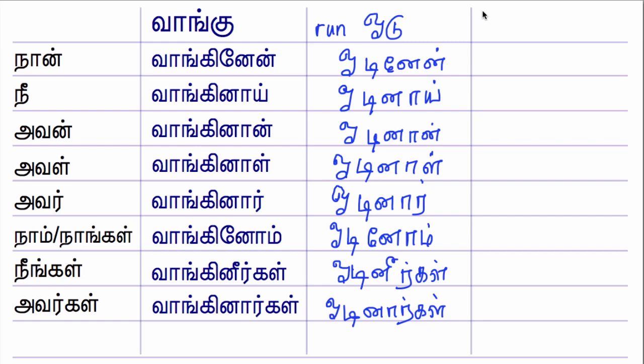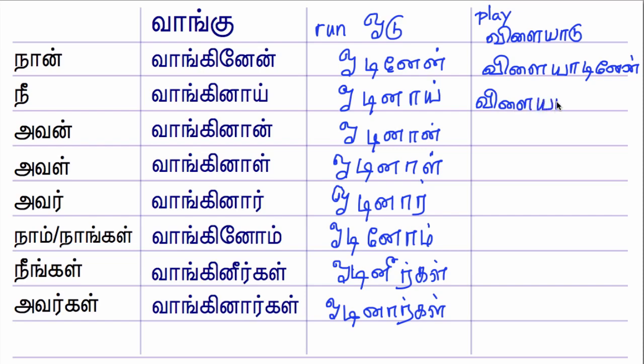And let's use a longer verb now, so you guys understand exactly what's going on here. The verb for play is vilaiyaadu. That's a pretty long verb compared to odu, but the same rules apply. If we want to say I played, it's vilaiyaadinen. Name, running out of room. You played, it's vilaiyaadinai. He played, vilaiyaadinan.